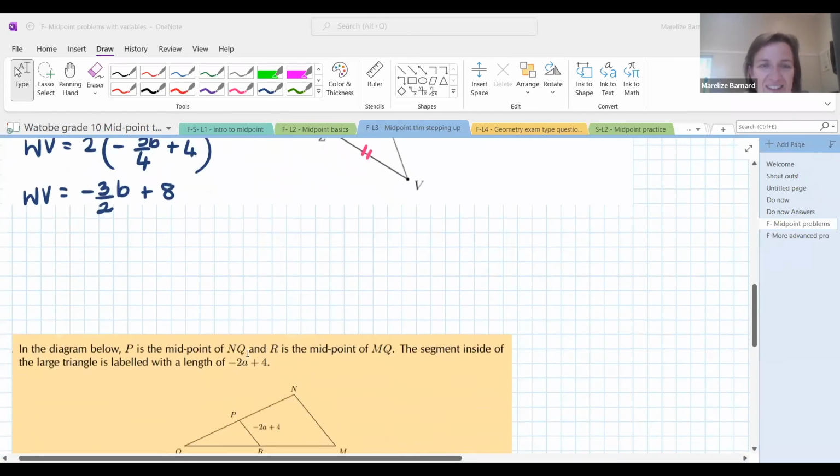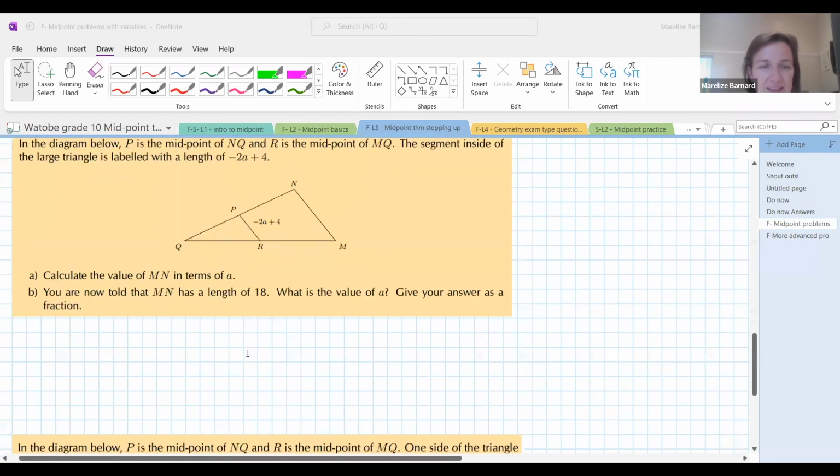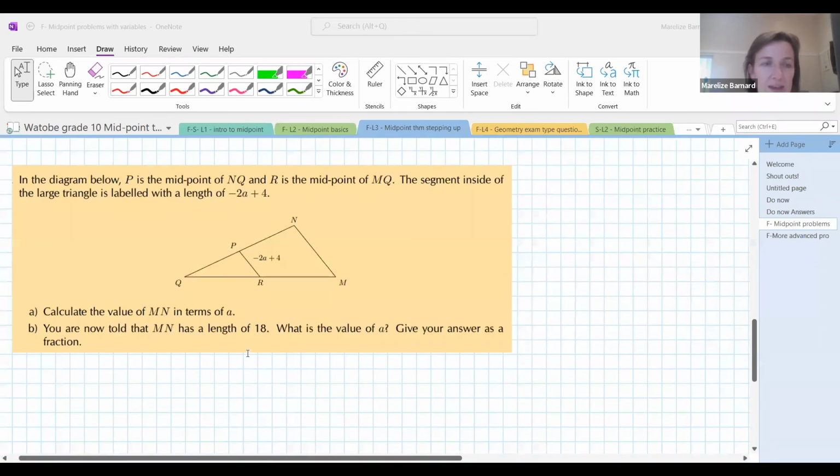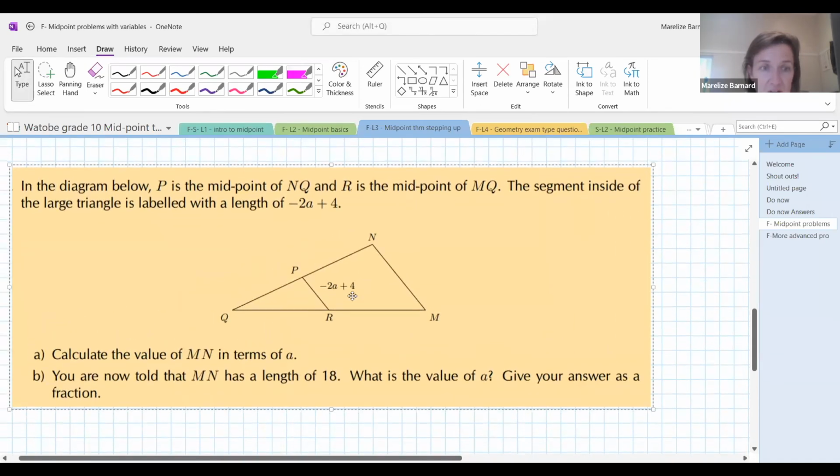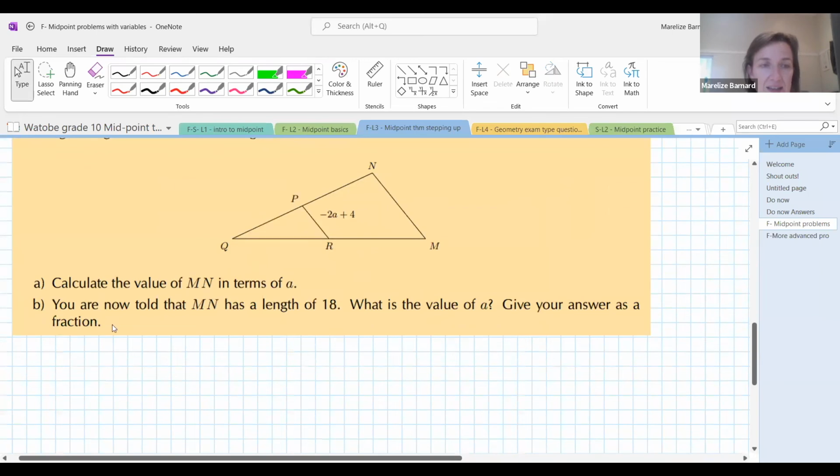Okay, right, one more. And this time around, we are going to calculate the value of MN in terms of A. So just like we did now. And in question B, you're now told that MN has a length of 18. What is the value?